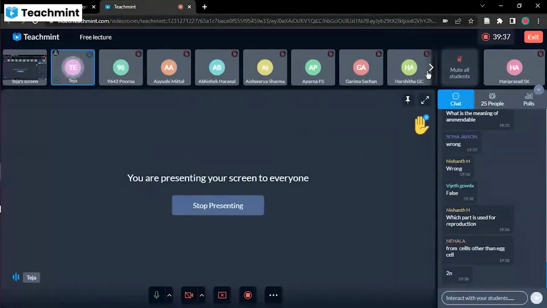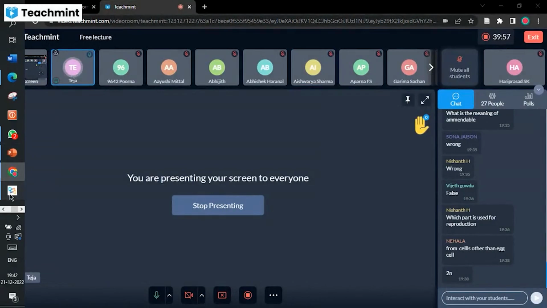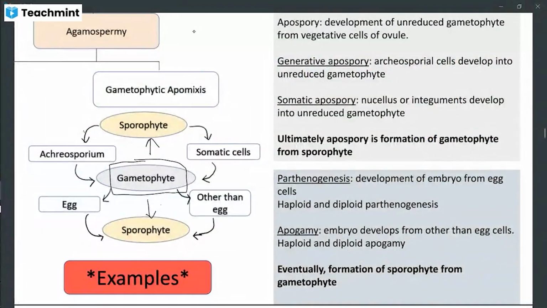Anyone, or whatever the definition that you have read. So what do you mean by apospory? Formation of embryo sacs from vegetative cells of ovule. Okay, formation of embryo sac. So in scientific terms, what do you call the embryo sac? Megagametophyte. Yeah, good. Megagametophyte.